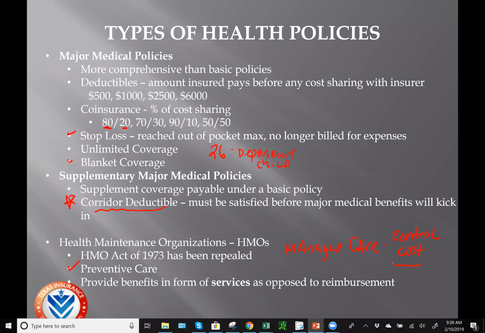Now, HMOs will provide their benefits in the form of services as opposed to reimbursement of the service of the doctor or hospital. Those doctors are just providing a service. And I'll talk more about that as we go through our different pieces here.